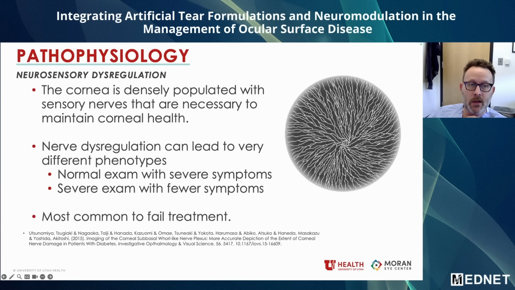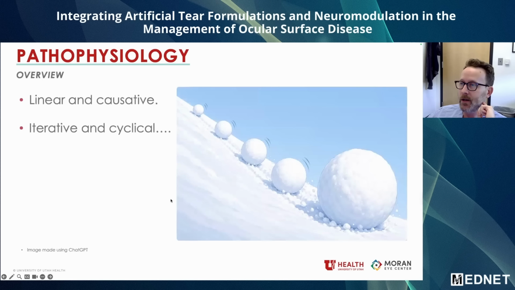Cornea is very densely innervated. These nerves are not simply pain receptors. They maintain the epithelial health. They participate in wound healing. When corneal sensory pathways become dysregulated, symptoms can become disconnected from their structural findings. So patients can develop hypersensitivity or they can develop a reduced sensitivity as well. And this becomes very important in our evaluation of patients.